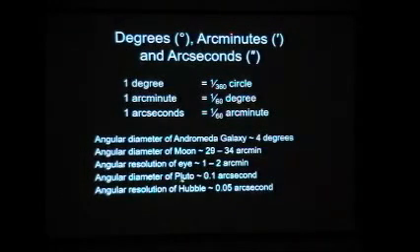The angular diameter of Pluto, and again, this is from Earth, looking out into the night sky, is about 0.1 of an arc second. The angular resolution of Hubble is 0.05 arc seconds. So that's about as good as Hubble is.